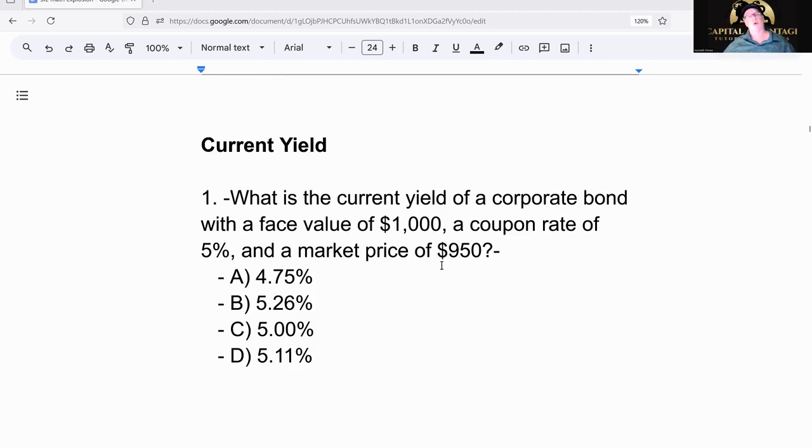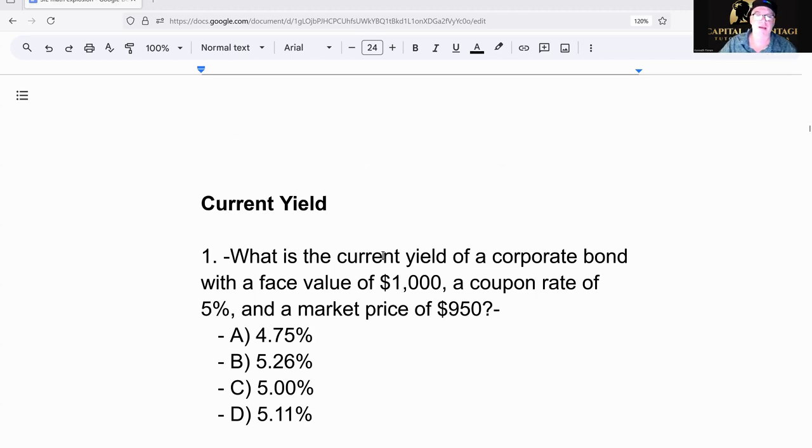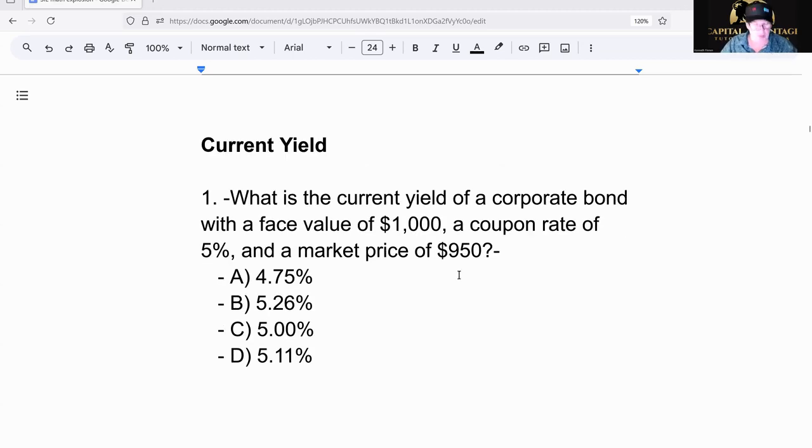Current yield, baby. There's another one, and this is important. This one is definitely going to show up. Now remember AMP, A-M-P: annual over market price. Current yield is AMP. Now remember, it's annual divided by market price. So on the calculator, you do annual, then you divide it by the market price. You don't do market price first, you do annual first.